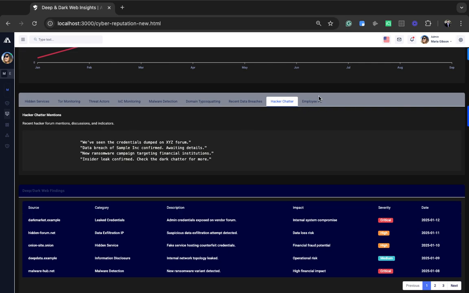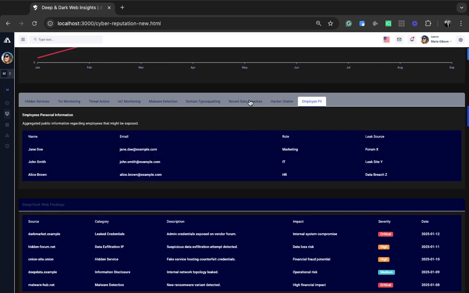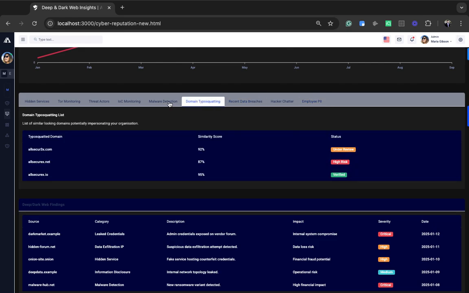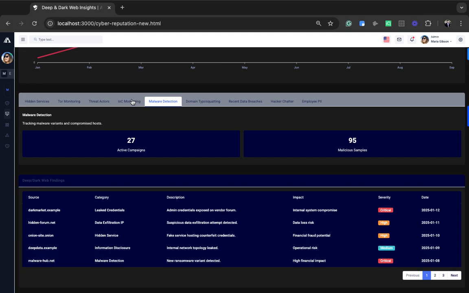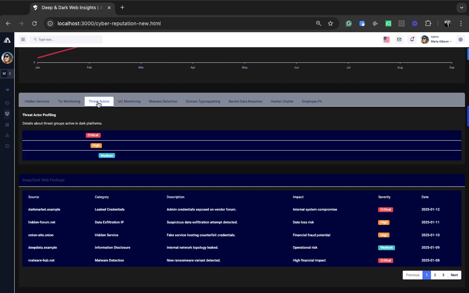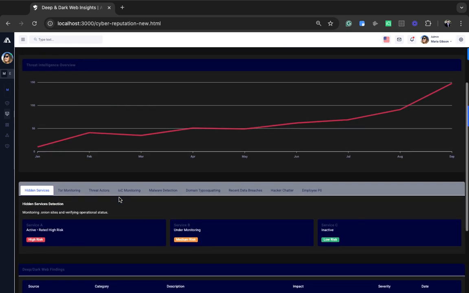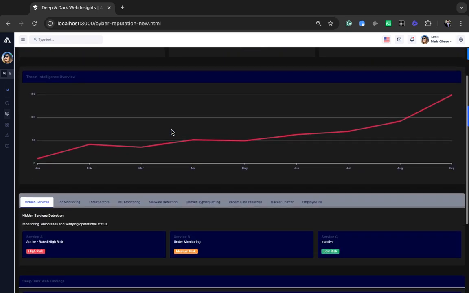So we have employee PII information, credit card leakages, passwords, recent data breaches, domain typosquatting, malware detection, IRC monitoring, threat actor profiling, Tor monitoring, etc. We have covered in a very detailed manner each and every cybersecurity attack which might be possible, or anything which has been breached by an organization on the deep and dark web. That's mainly regarding this.